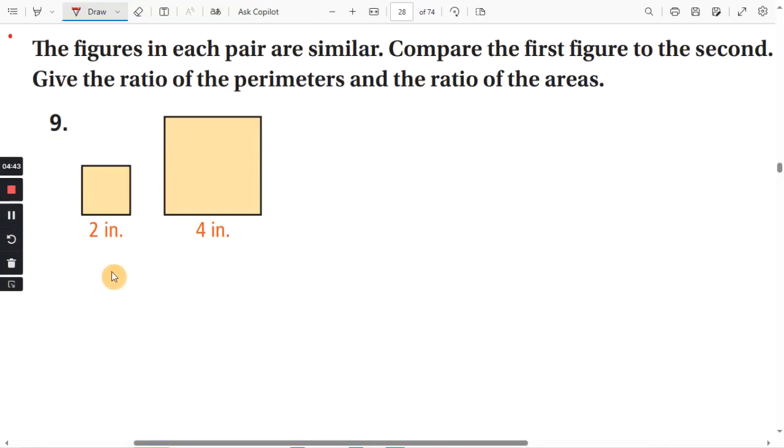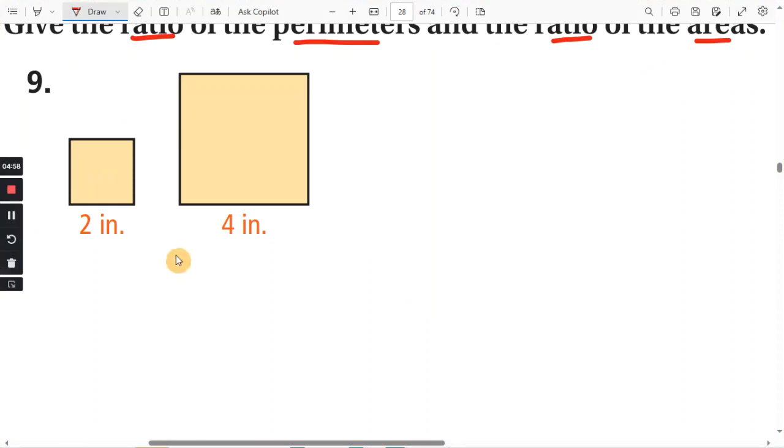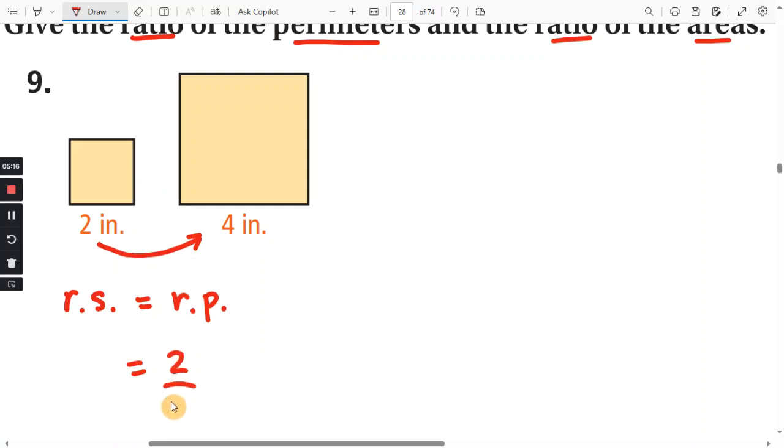All right, let's look at number 9. Same instructions as before. The figures in each pair are similar. Compare the first to the second. Give the ratio of the perimeters and the ratio of the areas. We said a minute ago on the last two problems, the ratio of the sides equals the ratio of the perimeters. So what's the ratio of the sides? Well, you can just do 2 divided by 4. And of course, if you reduce that, they're both even. 2 divided by 2 is 1. 4 divided by 2 is 2. Simple.